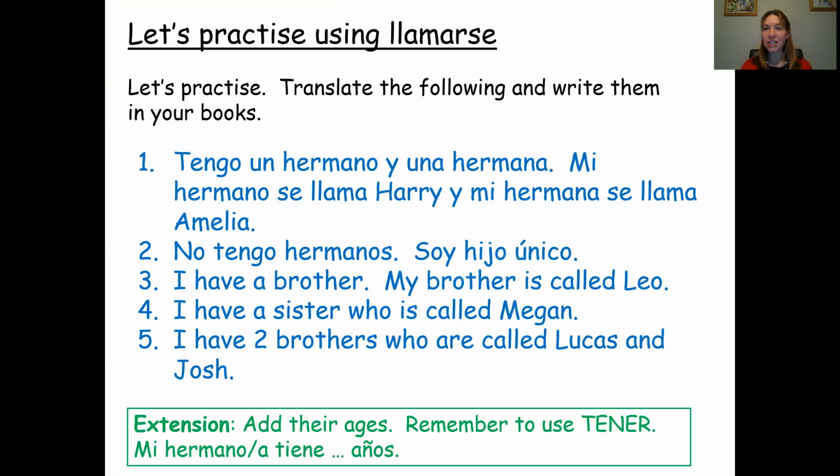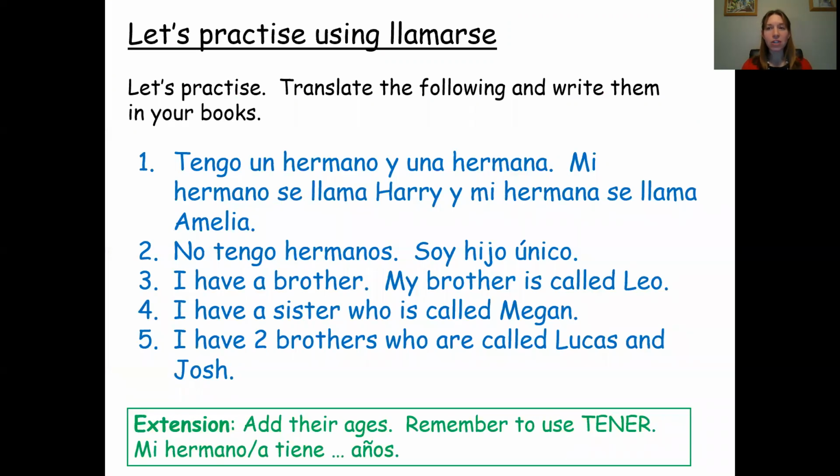So moving on, just one little bit of practice. Let's practice using the verb llamarse. I would like you to translate the following and write them in your books. I think it's always a good idea to write it as it is and then write the translation next to it. So I would like you to do that now, please. You can pause me and complete that.